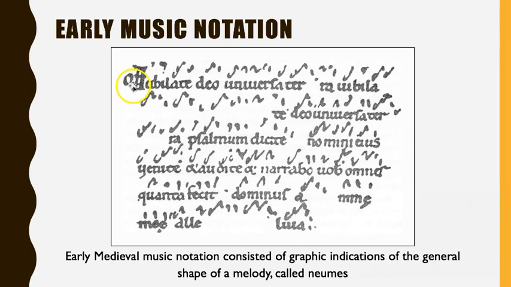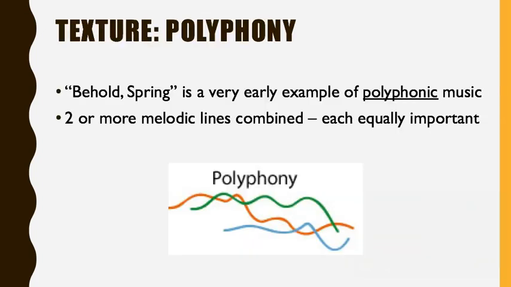You can see here in this example, we've got the Latin text right here, because all sacred music would have been performed in Latin. Then we've got these squiggly lines up above each syllable that indicate a very general sense of the contour of the melody, but it's not specific in terms of pitch or rhythm. So it's very, very vague. And the development of notation is important for us today, especially in the context of texture.